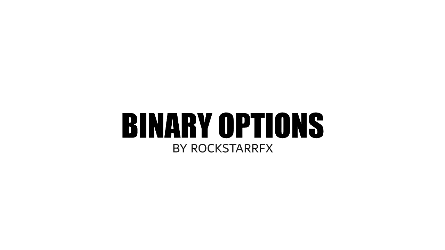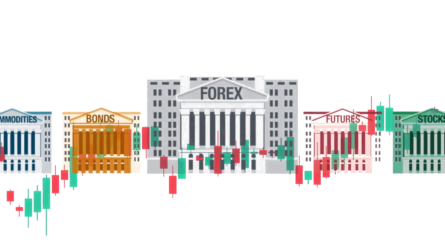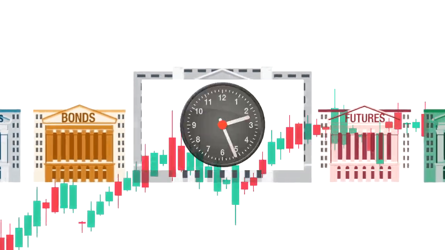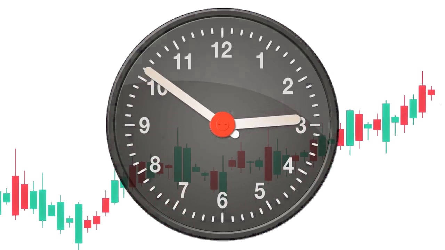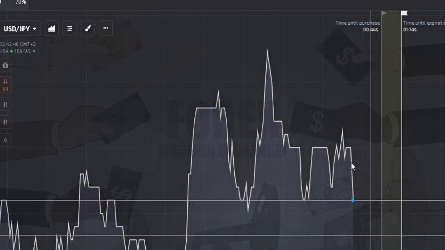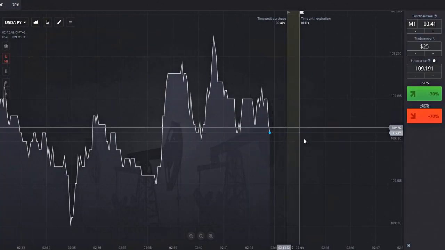Binary options is a form of options trading based on a single question. Did a stock, index, commodity, or Forex pair end up over the current price or not by a specific time frame, which we call our expiration? Here's how it works. Say you wanted to start trading Forex binary options, and you're looking at, well, the US dollar versus the Japanese yen.